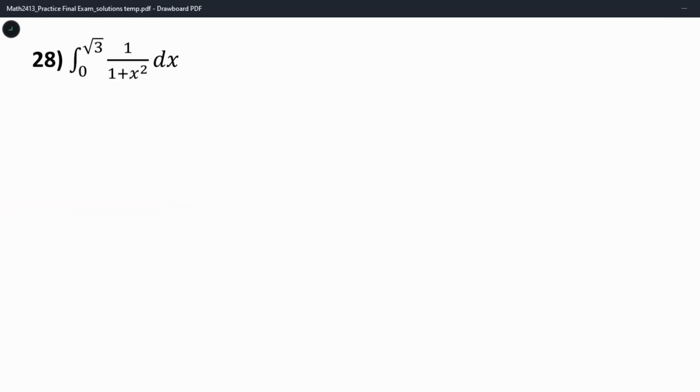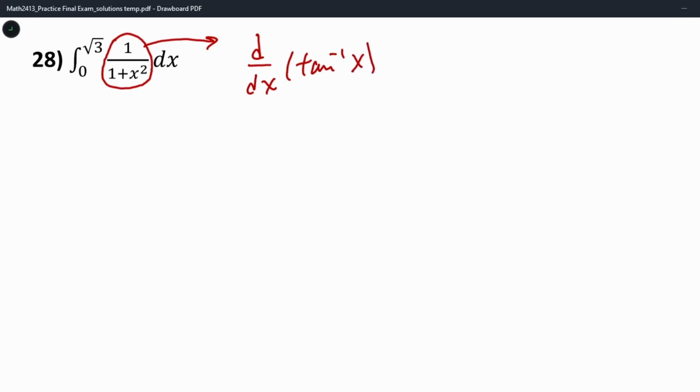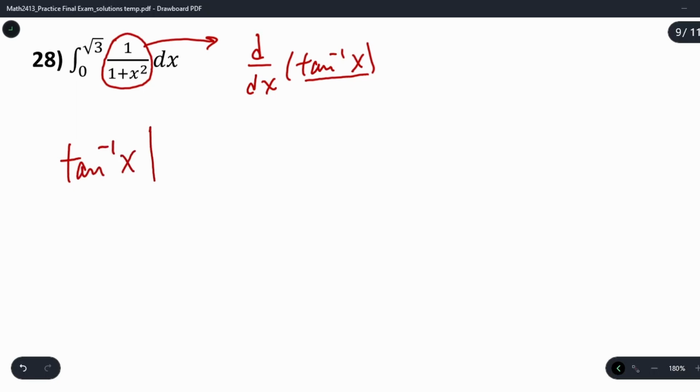Next, number 28, we have another definite integral. And this time, this fraction looks like something we've seen before. In fact, it is the derivative of the inverse tangent of x. So we know the antiderivative of 1 over 1 plus x squared will be the inverse tangent of x. So what we're going to have is the inverse tangent of x evaluated from square root of 3 to 0.